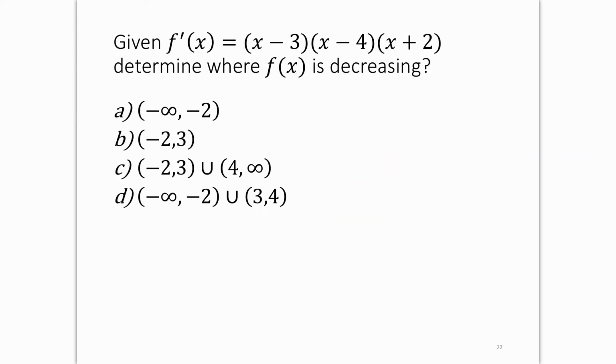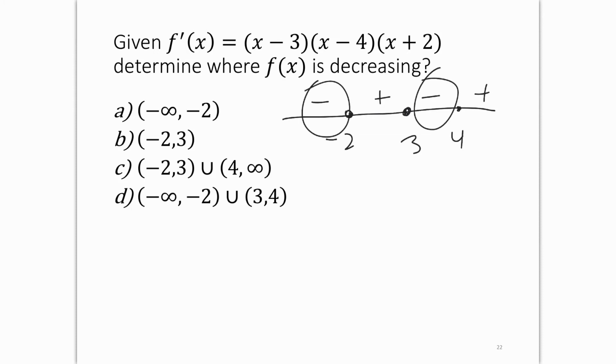Now I'll do a few clicker questions here. First off, given f prime as this function, x minus 3, x minus 4, x plus 2, determine where f of x is decreasing. So pause the video and give it a try yourself. Alright, so we draw a sign diagram. We've got 3, 4, and negative 2. So positive, negative, positive, negative. So where is the function decreasing? Well, here and here, which corresponds to D.